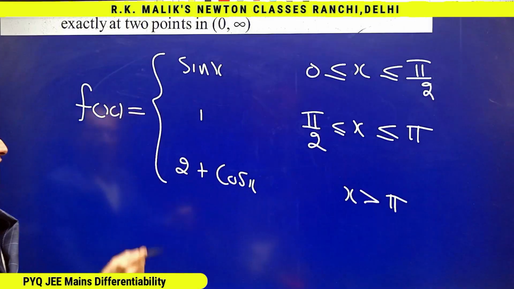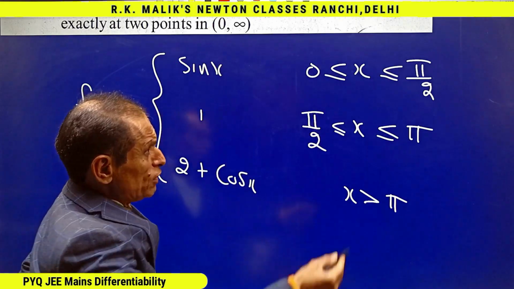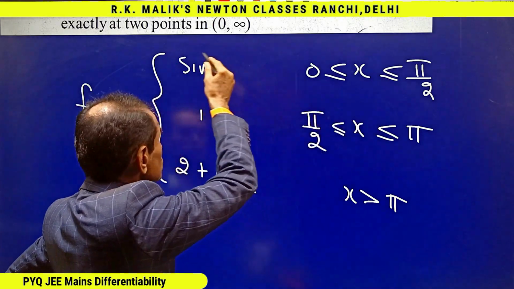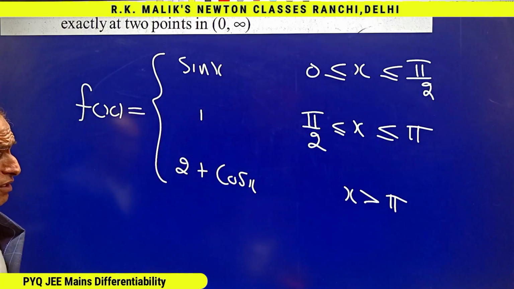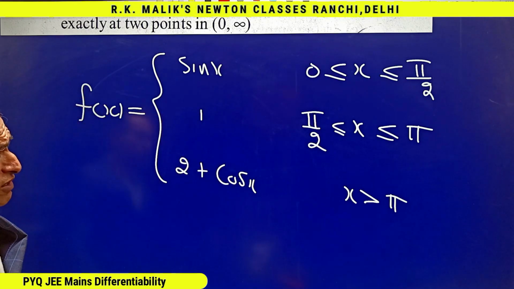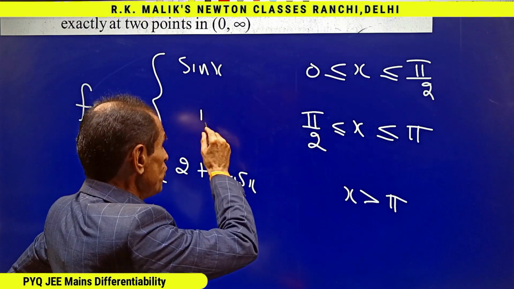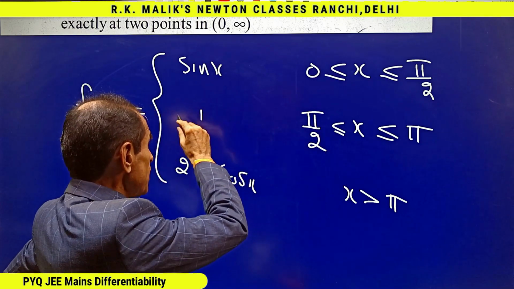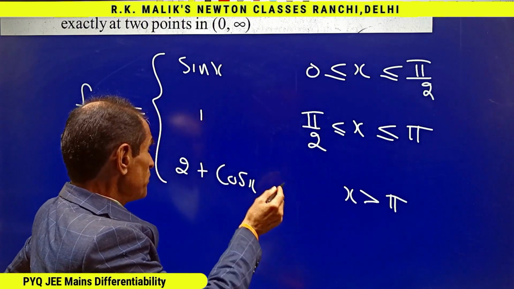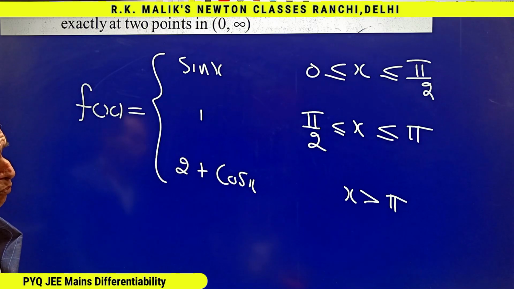It is clear that the left hand limit of f(x) at pi by 2 will be 1. The value of the function at pi by 2 is also 1 from here or here. The right hand limit at x equal to pi by 2 is also 1. Hence the function is continuous at pi by 2. And at pi, the value of the function is 1. The left hand limit is also clearly 1. The right hand limit will be 2 minus 1, that is 1. Hence at the doubtful points also the function is continuous. That is, I can say the function is always continuous.